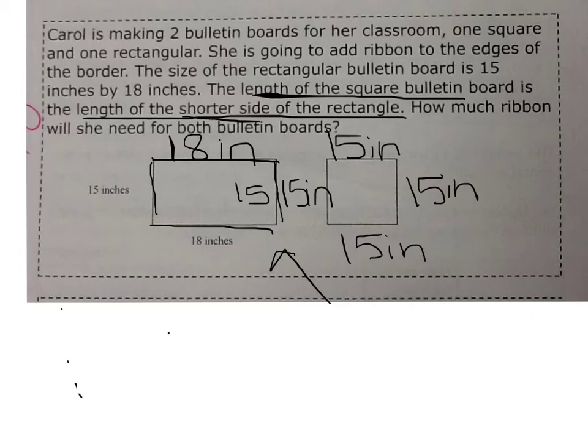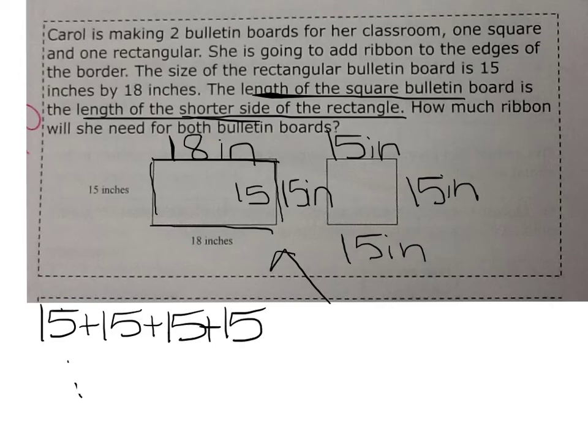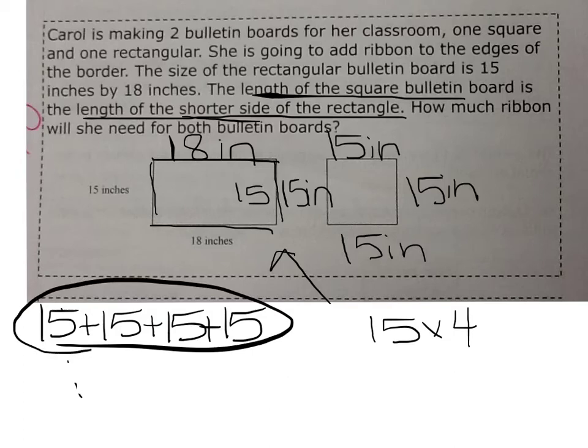Since the square has all sides the same, there's a couple of strategies I could use. I could use the same one I used last time and add 15 plus 15 plus 15 plus 15. If you feel ready, you could also do 15 times 4 sides, but I'd rather stick with my repeated addition strategy. I'm going to first look at my tens.